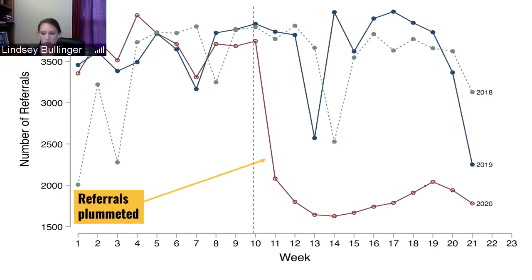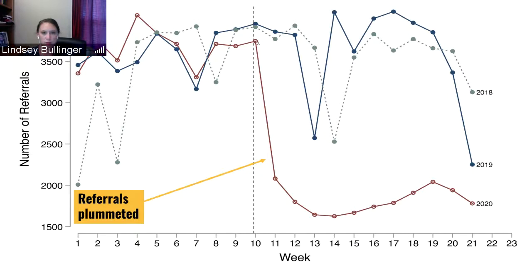So the next set of figures that I want to share with you is looking at the effects of time at home on child abuse and neglect. Just a quick background slide. This is looking at child abuse and neglect referrals to the Georgia Division of Family and Children Services. This is our Child Protective Services agency in the state of Georgia.